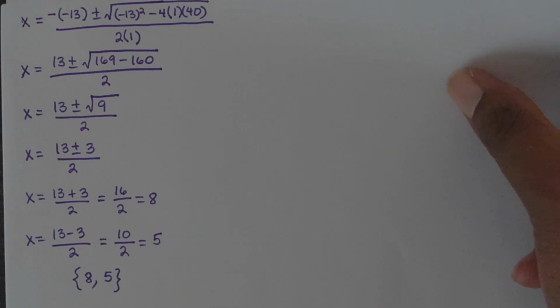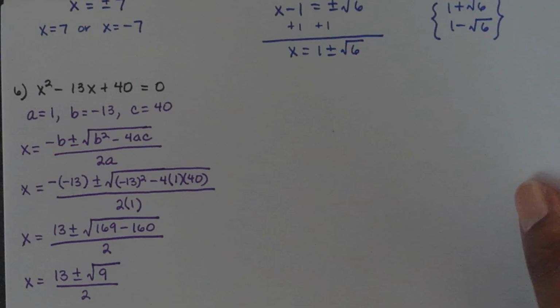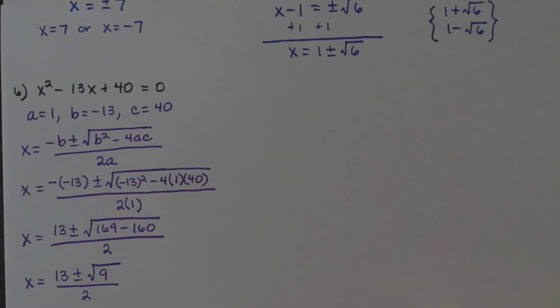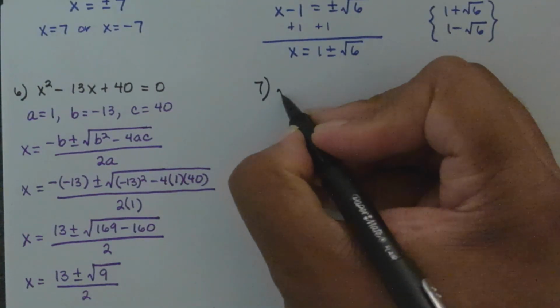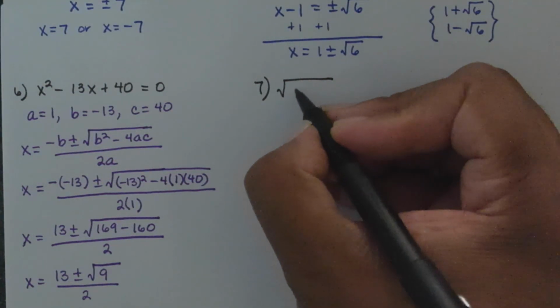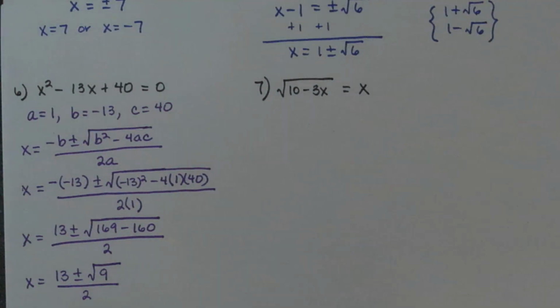All right, number 7 is a radical equation where you must solve, and not only that, you have to check your proposed solutions here. Very important here, because you might get what they call an extraneous solution. So in number 7, we have the square root of 10 minus 3x, and that's equal to x. And here I want to solve this equation. And it's a radical equation because of the square root.